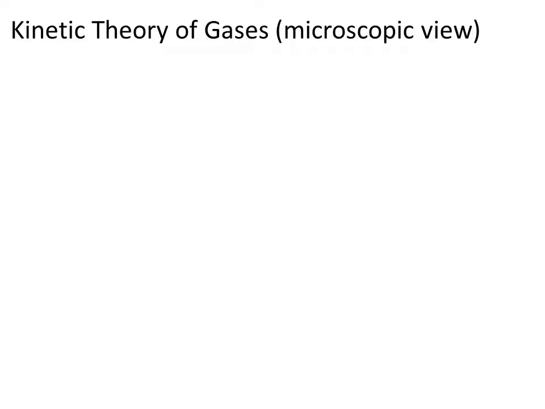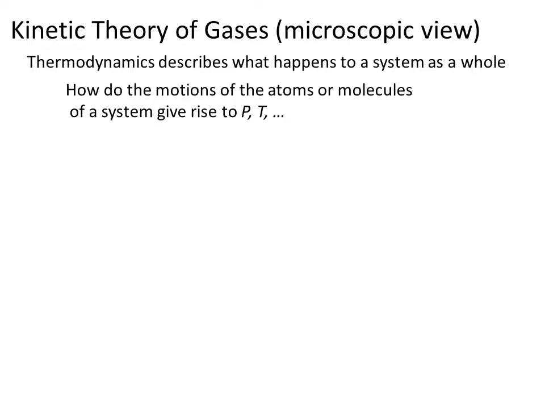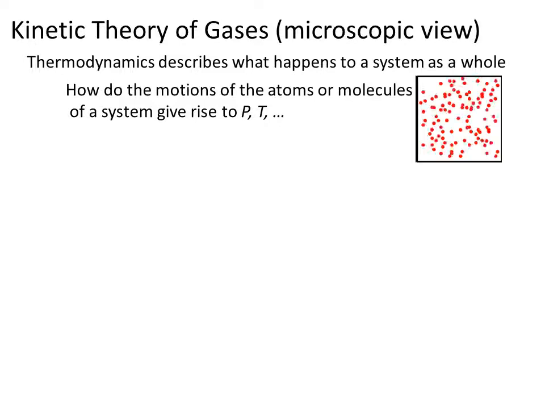In this lecture, we look at the kinetic theory of gases. This is a microscopic view of a system. Thermodynamics describes what happens to a system as a whole, not looking at the individual parts. So the question here in the kinetic theory of gases is, how do the motions of the atoms of a system give rise to the pressure and temperature and other quantities we've been looking at in thermodynamics?